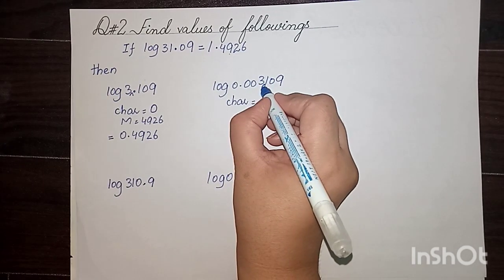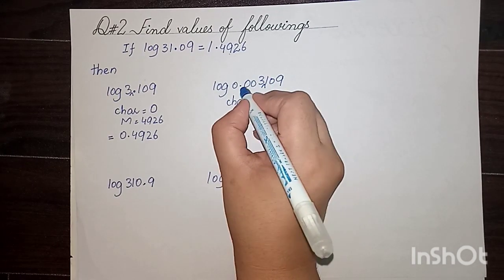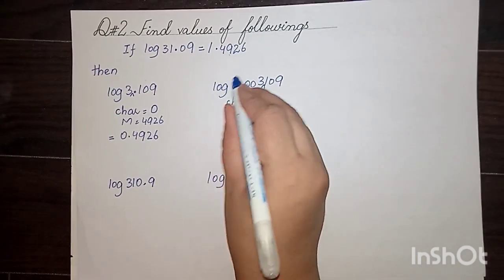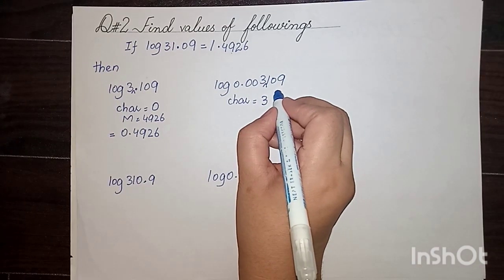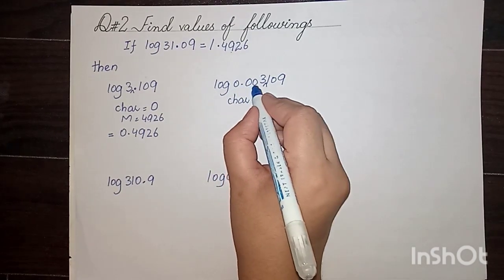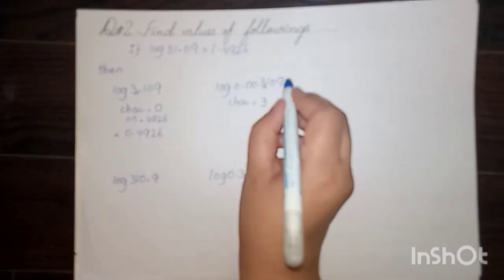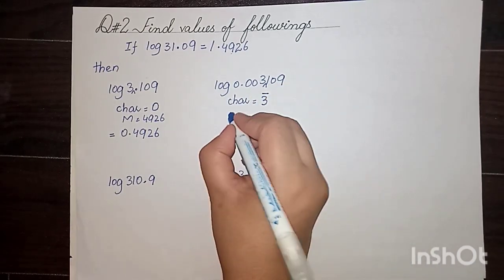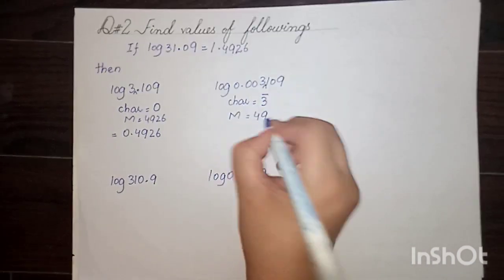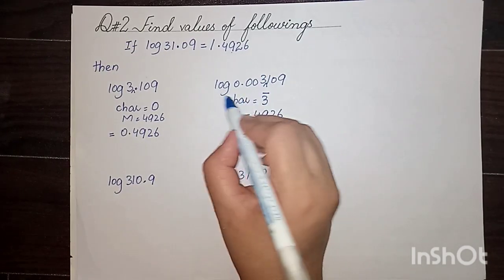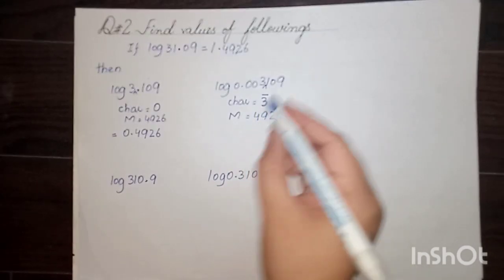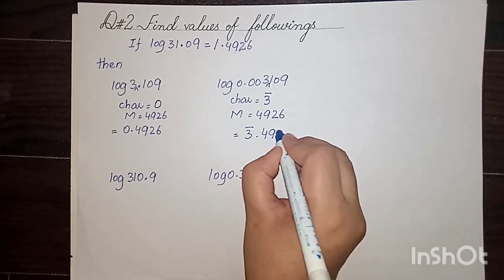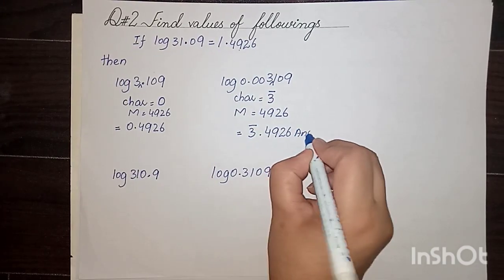Similarly, for the next question, the characteristic is equal to... this is the reference point. For the reference point, there are 3 digits in between the reference point and the decimal point. We will write 3, and this number is less than 1, because it starts from 0.003109, so this whole number is less than 1. We will use a negative sign with this, and the mantissa is equal to 4926. So the value of log of 0.003109 is equal to minus 3.4926.